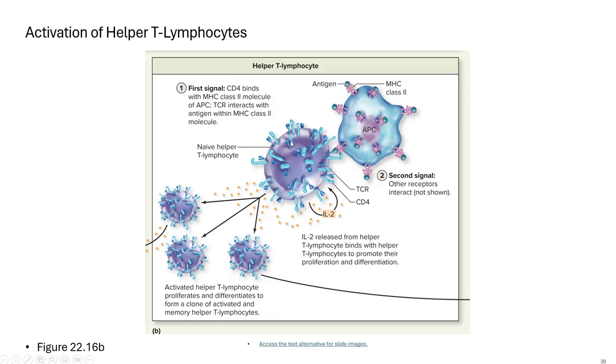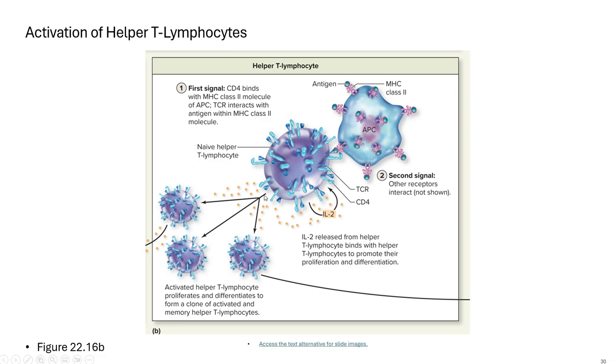So this helper T cell is activated. It secretes interleukin 2, and interleukin 2 binds back to receptors on the helper T cell, and then that helper T cell begins to divide, right? It begins to proliferate in that process of clonal selection, meaning it's making clones of itself, making identical copies of itself. Now this was a naive helper T cell, meaning it had not yet encountered an antigen.